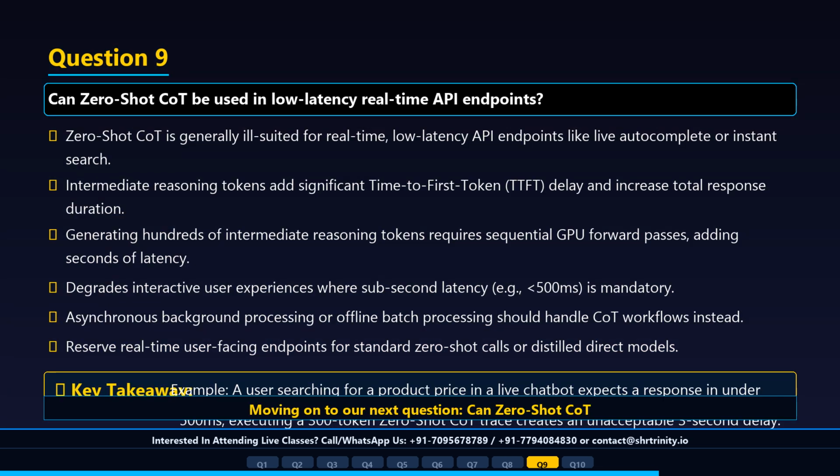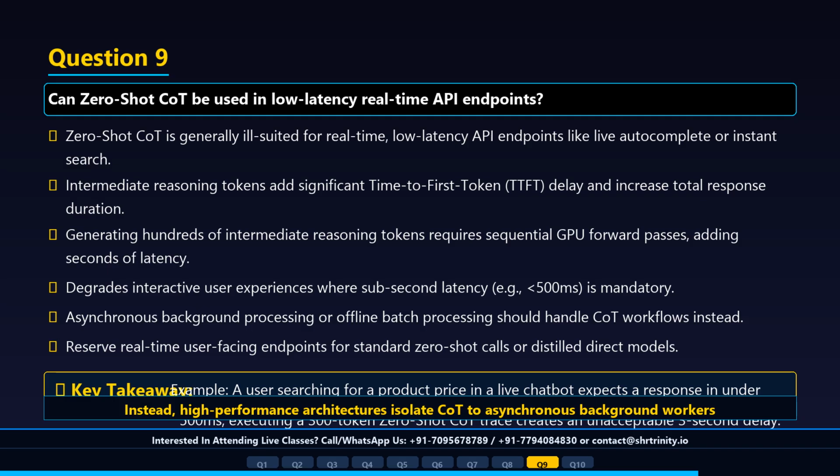Question 9. Can zero-shot CoT be used in low-latency real-time API endpoints? Zero-shot CoT is generally not recommended for real-time, low-latency API endpoints, e.g. live chat autocomplete, because generating intermediate reasoning tokens adds significant time to first token and total response latency. Every extra reasoning token requires sequential GPU forward passes. Generating 200 reasoning tokens adds 1 to 3 seconds of latency, which degrades real-time interactive user experiences.